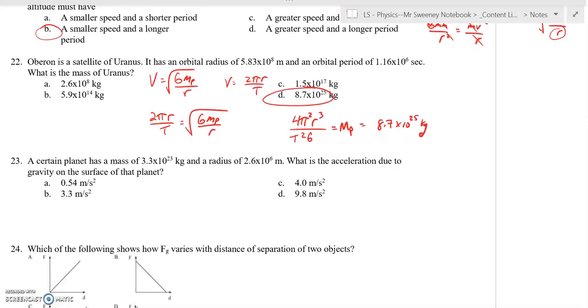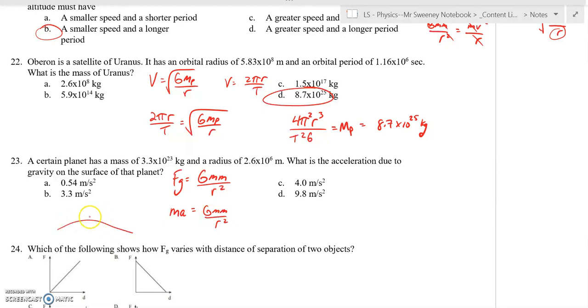Number 23, a certain planet has a mass of such and such and a radius of such and such. What's the acceleration due to gravity on the surface of the planet? So Fg, the force of gravity, equals G times the mass of any object on that planet times the mass of the planet over r squared. And if the force of gravity on that object is the only force on the object, it's really mass times acceleration equals G M over r squared.